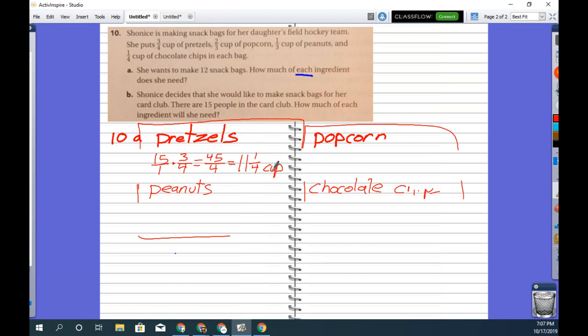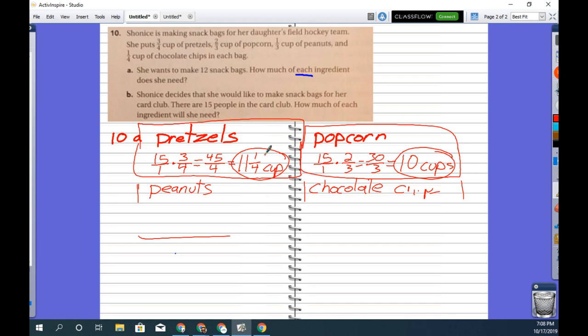Next, we're going to move on to popcorn. Popcorn is 2/3. So we're going to take 15 over 1 times 2/3 for popcorn. That is going to give us 30 over 3. That reduces nicely. And we're going to have 10 cups of popcorn, and 11 and a quarter cups of pretzels.